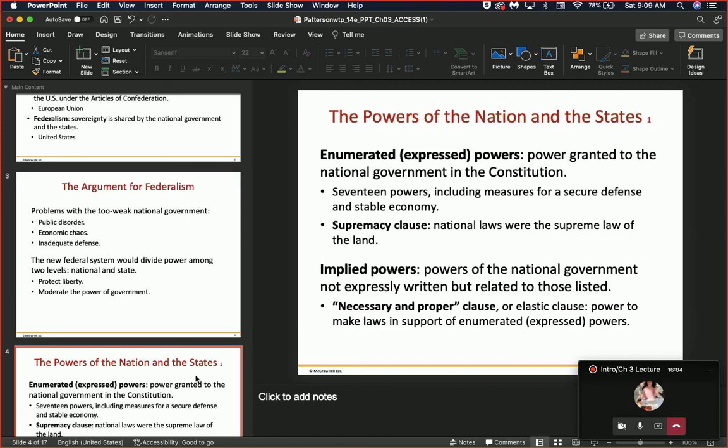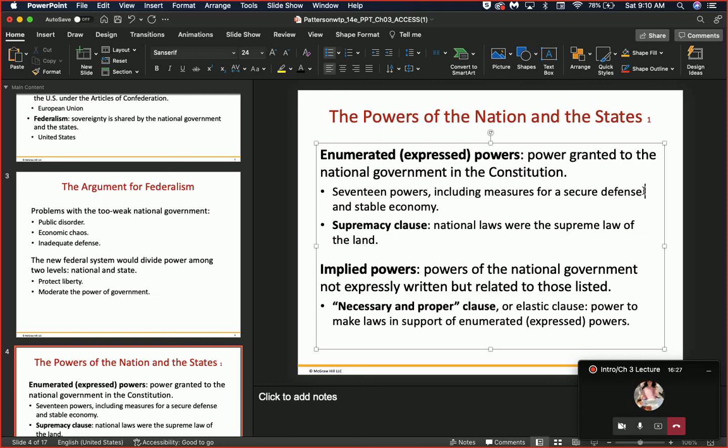Okay? So we have enumerated or expressed powers. These are powers granted to the national government in the Constitution. Basically, just a fancy way of saying the Constitution says that the government can do A, B, and C. Okay? There's 17 specific ones, including measures for a secure defense. That is referring to the Army, the military, okay?